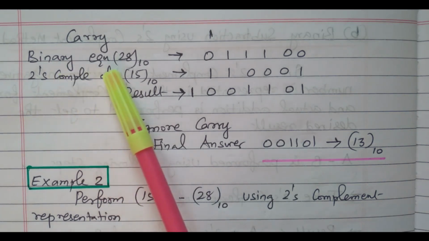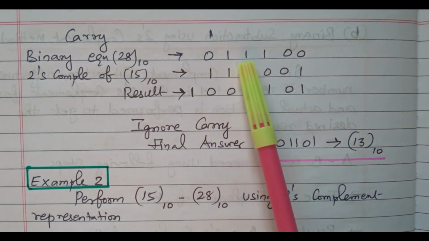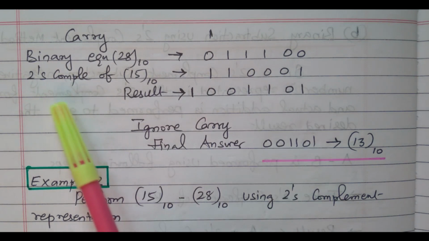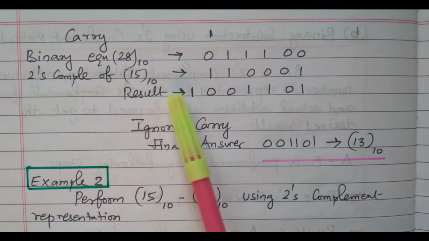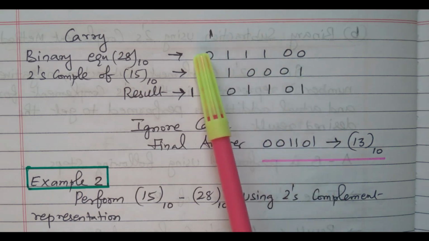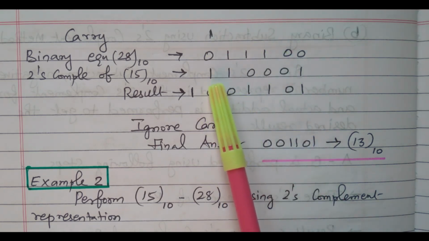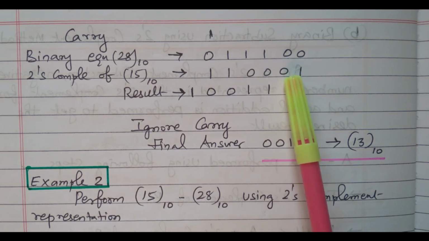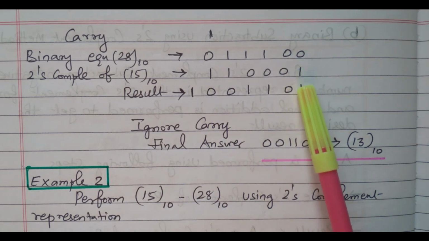So this is the first number, 28: 0, 1, 1, 1, 0, 0. The 2's complement of 15, which we just calculated, is 1, 1, 0, 0, 0, 1, right. So this is the first number, and this is the 2's complement of the second number. Now we need to add these two values.